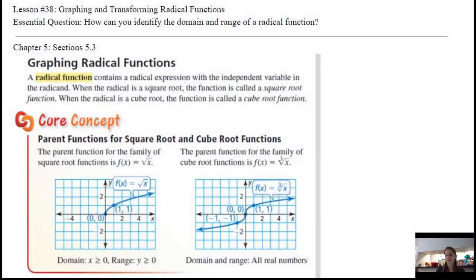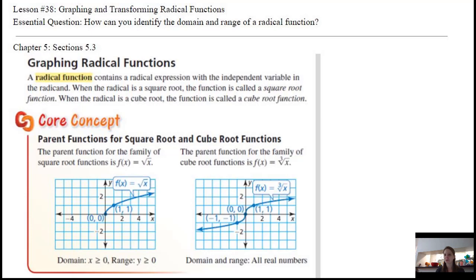Let's start with graphing radical functions. A radical function contains a radical expression with the independent variable in the radicand. When the radical is a square root, the function is called a square root function. When the radical is a cube root, the function is called a cube root function.